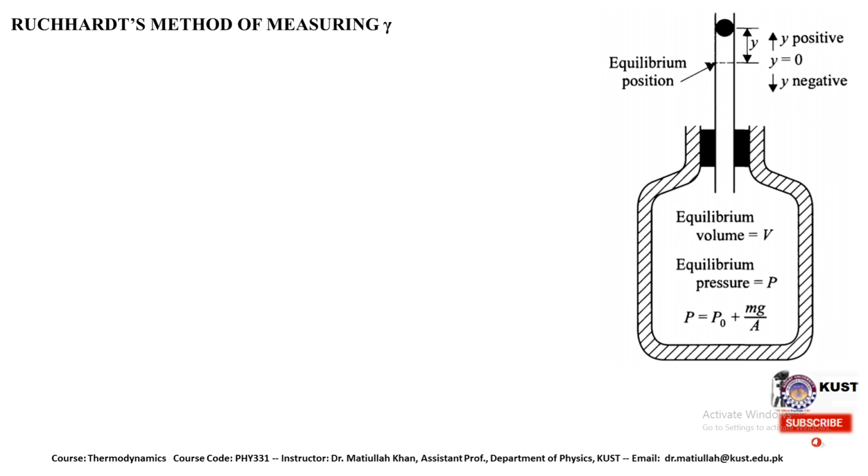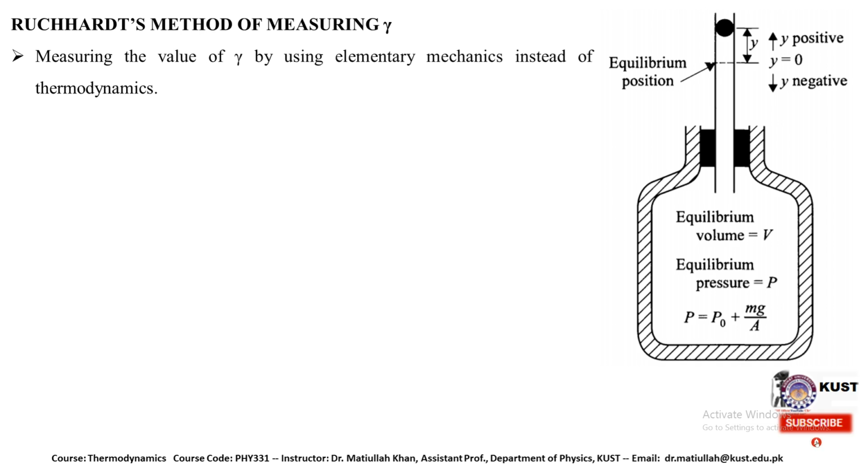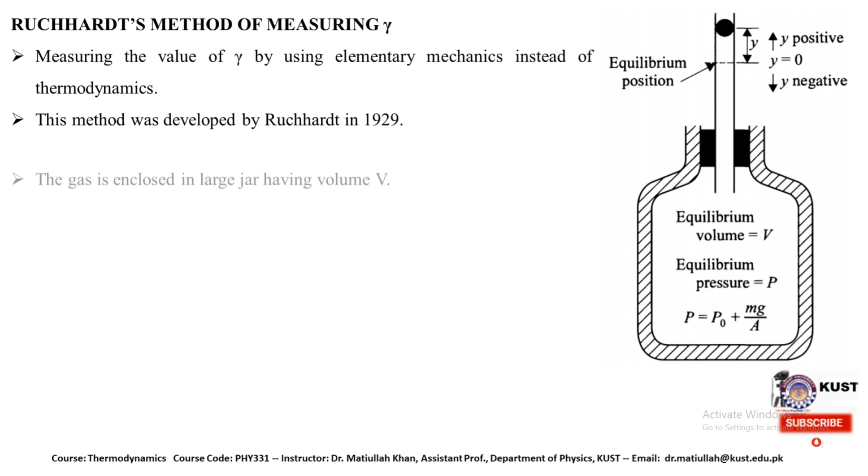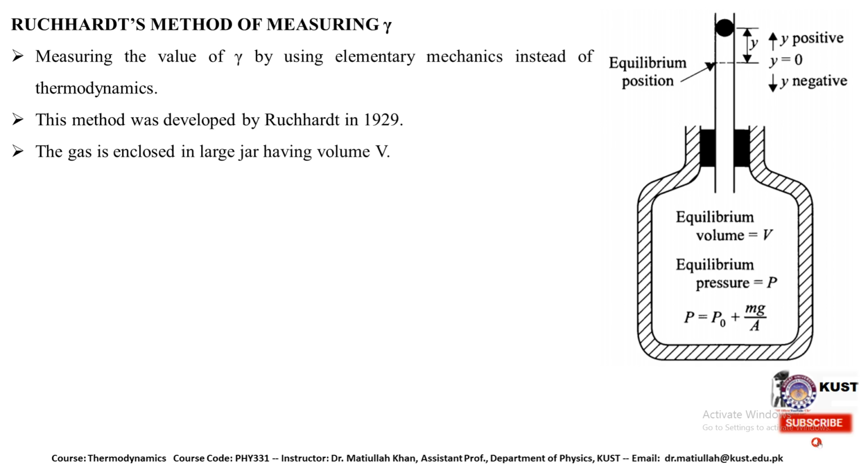So we can now move toward understanding the Rüchardt method for measuring the value of gamma. Gamma is the ratio between the heat capacity at constant pressure and the heat capacity at constant volume. We can use a simple experiment to measure that value. In this experiment, elementary mechanics concepts are used instead of thermodynamics, and this experiment was developed by Rüchardt in 1929.